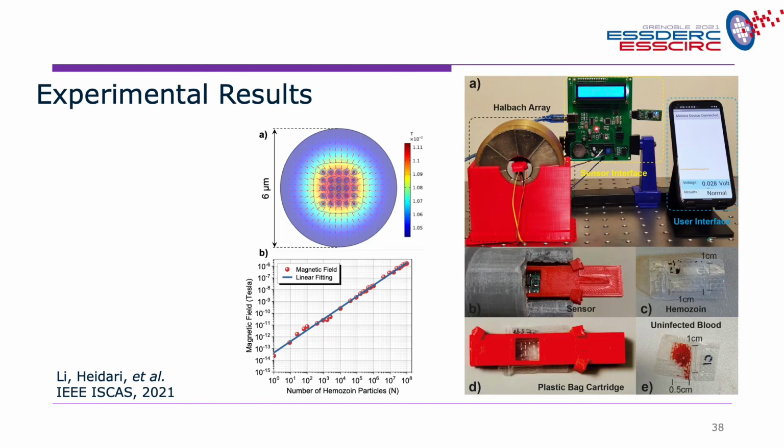Here shows the experimental setup and our Halbach array that generated the 1 Tesla, with the user interface and the PCB-based readout circuit. So the cartridge and the hemozoin samples, you can see the blood here, how we could bag them and put them inside the Halbach array, and you can see the linearity of the number of hemozoin particles versus magnetic field in this graph.